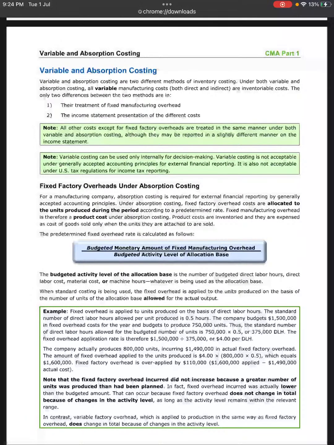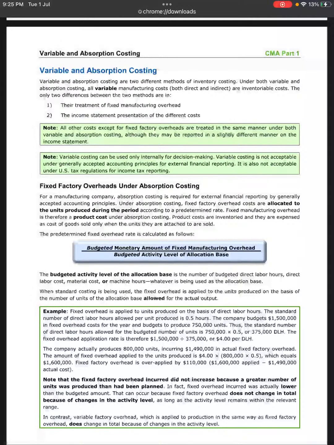For external financial reporting purposes, we have to prepare on the basis of absorption costing. Absorption costing means total costing, fixed overhead also we need to consider. Okay, fixed factory overhead under absorption costing. For the manufacturing company, absorption costing is required for external financial reporting by generally accepted accounting principles.